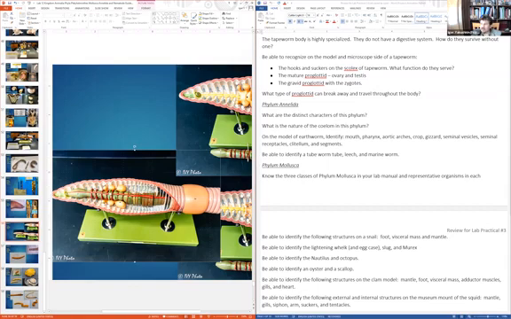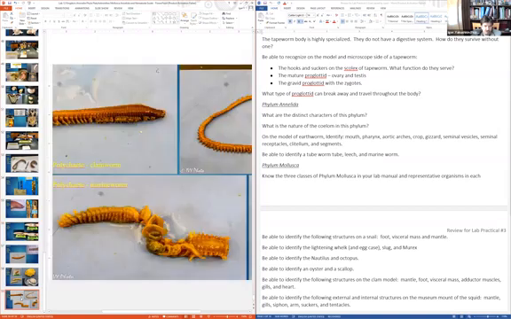Aortic arches are essentially hearts. They have thick walls, and they pulsate to move the blood. So that's pretty much all you need to know. Be able to identify a tube worm, leech, and marine worm. So here we're looking at the marine worm, right?